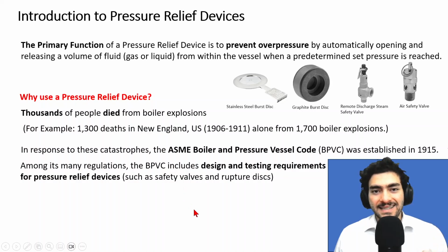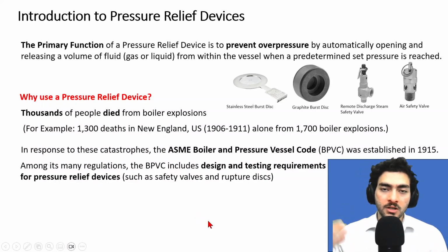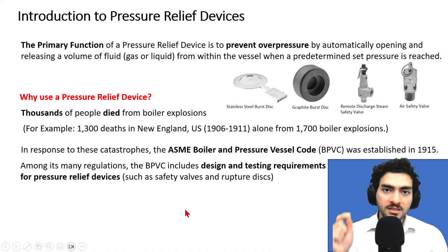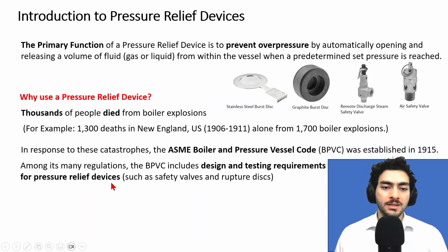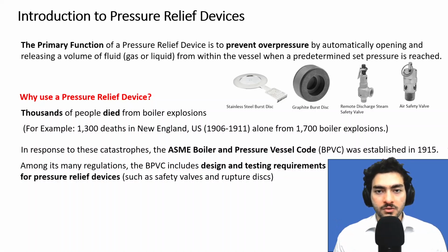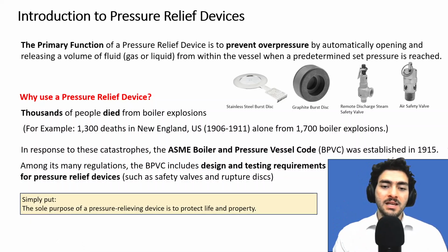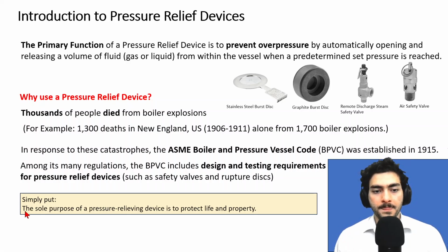So in response to these catastrophes, you have the ASME Boiler and Pressure Vessel Code, which was established in 1915, and amongst its regulations is the design and testing requirements for pressure relief devices such as safety valves and rupture discs. So right now, if you go anywhere in the US, if you see a pressure vessel, then you must find it is protected against these overpressure incidents by a pressure relief device. So simply put, the sole purpose of a pressure relieving device is to protect life and property.